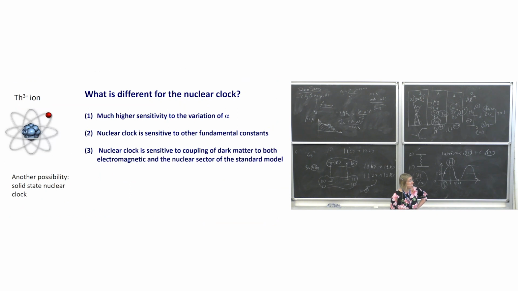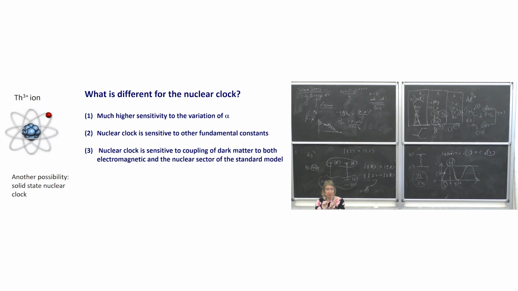So the reason why they want it is because it has much higher sensitivity to alpha variation. It's sensitive to other fundamental constants. It's a fantastic clock, because now you're exciting by a laser a nuclear transition, not the atomic transition. But remember, the nucleus is very nicely shielded by the electronic cloud. Right now we are not using the electronic cloud. We are actually just using the nuclear transition.